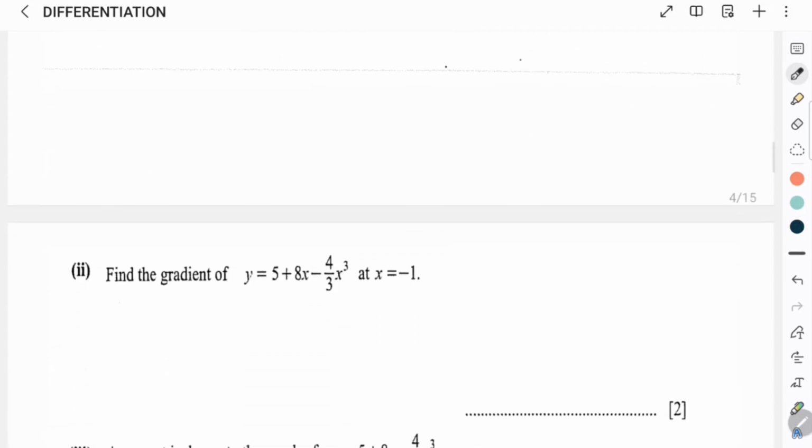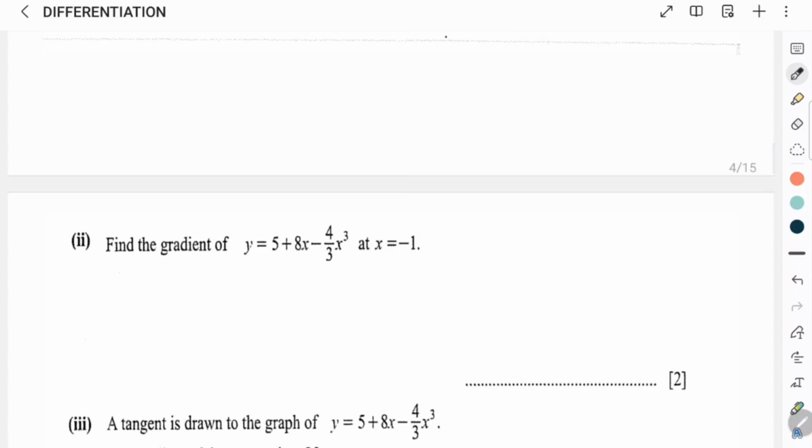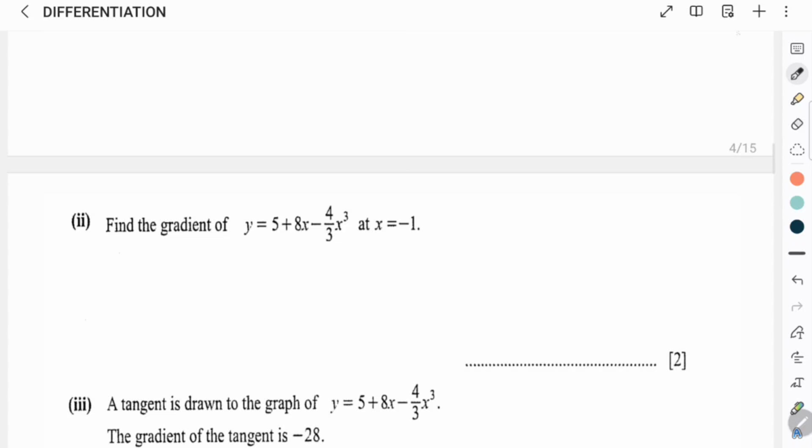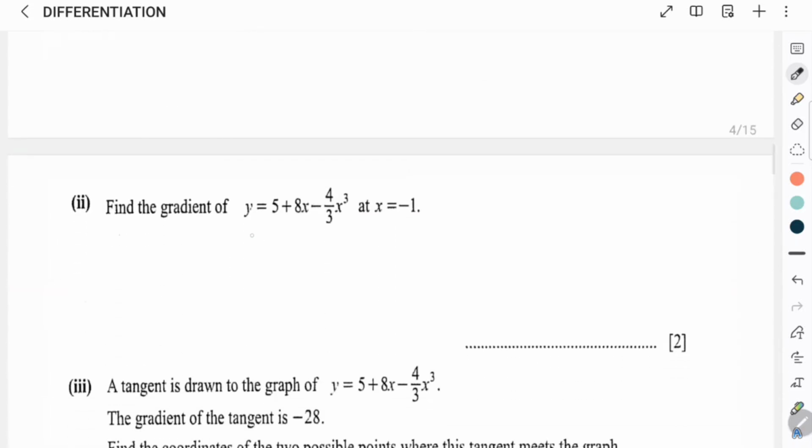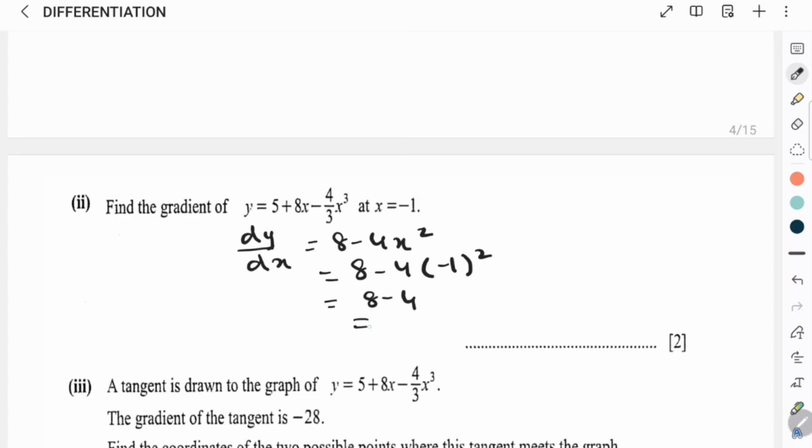Find the gradient of y equals 5 plus 8x minus 4 over 3x cubed at x equals minus 1. So for dy/dx, put the value of x in your derivative. That was 8 minus 4 over x squared. We have to find a gradient, that's why you put the value of x in your derivative. So that is 8 minus 4, and minus 1 squared remains 1. So 8 minus 4 is equal to 4.